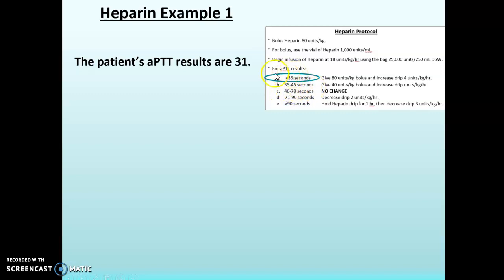But 31 seconds is still pretty low. They're going to need more heparin. Now you'll notice category B still asked you to give a bolus, but it was just half strength, right? Just 40 units per kilogram. And it did ask us to increase the drip as well. I don't have my number written in there, but we don't need it for this part anyways. Okay, so 31. We need to give another bolus and increase the drip.